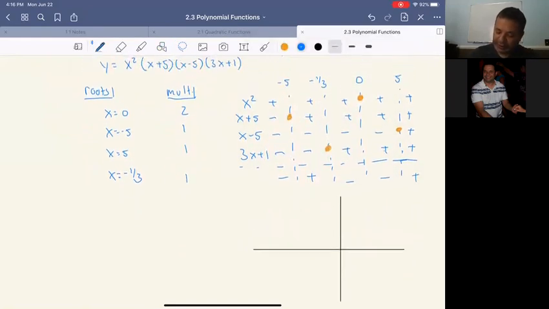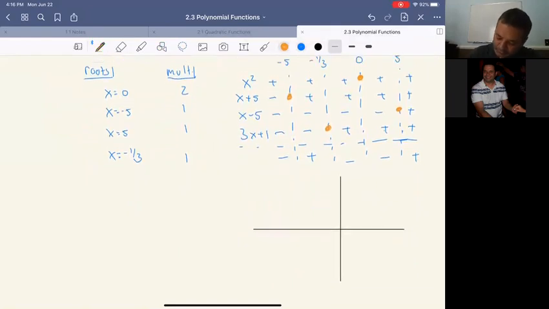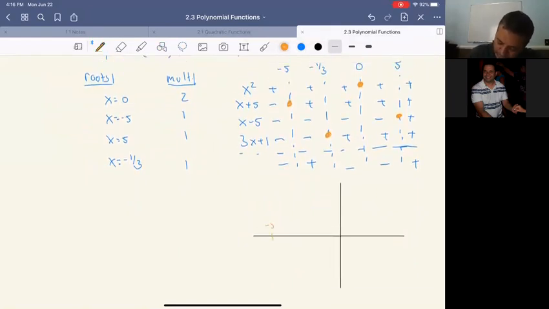Okay, so at -5, -1/3, 0, and 5. All right, it starts out negative. Between -5 and -1/3, it's going to be positive.